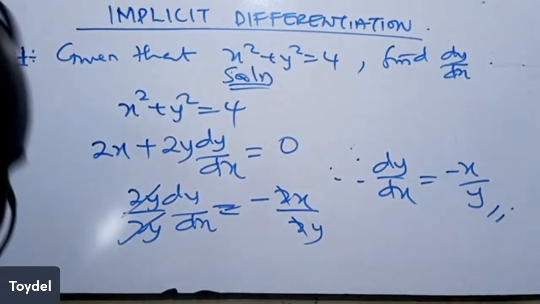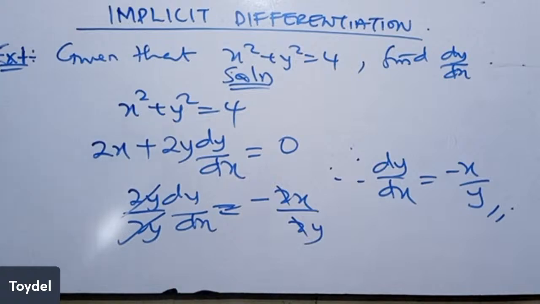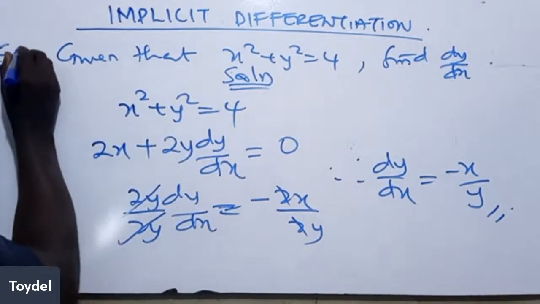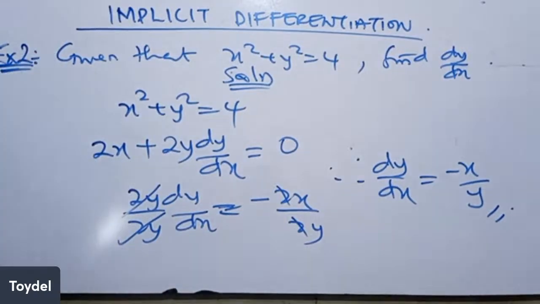So this is an example under implicit differentiation, differentiation in which the 2 variables can be together. We are going to take about 3 examples. Let's take another example.